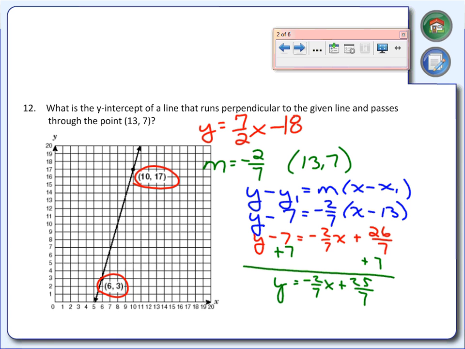But let's make sure we've actually answered the question. The question was, what is the y-intercept of that line? So what is the y-intercept of that line? It's right there. The y-intercept of that line is 25 over 7. And there you have your solution to number 12. A little tricky on that.